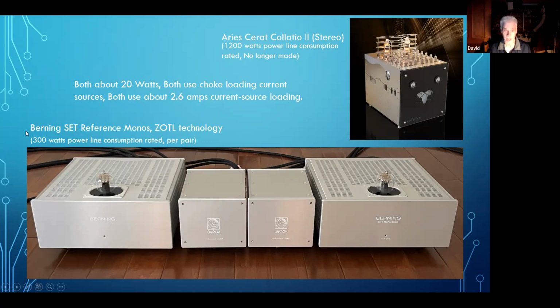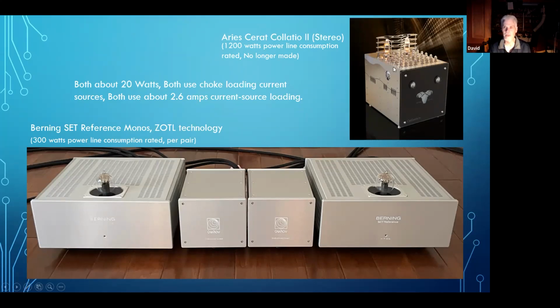So these are the reference monos that use the very, very linear 845 output tube, just one output tube. It can also take the 211. The power consumption on a pair of these is 300 watts, a factor of 4 lower than the multi-tube-in-parallel approach.